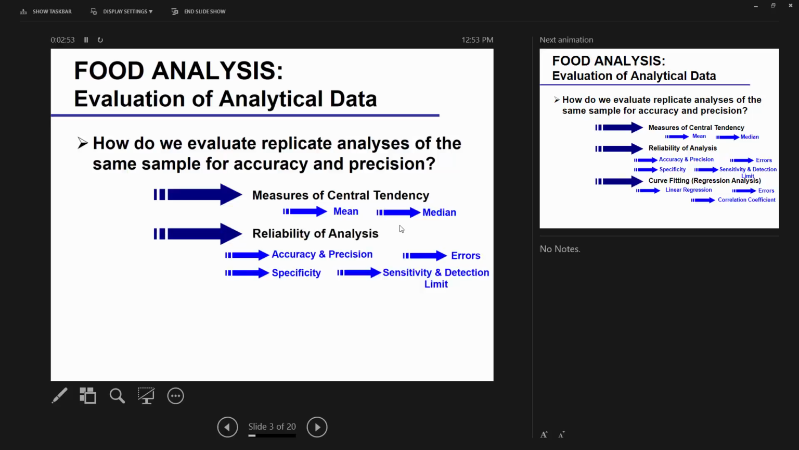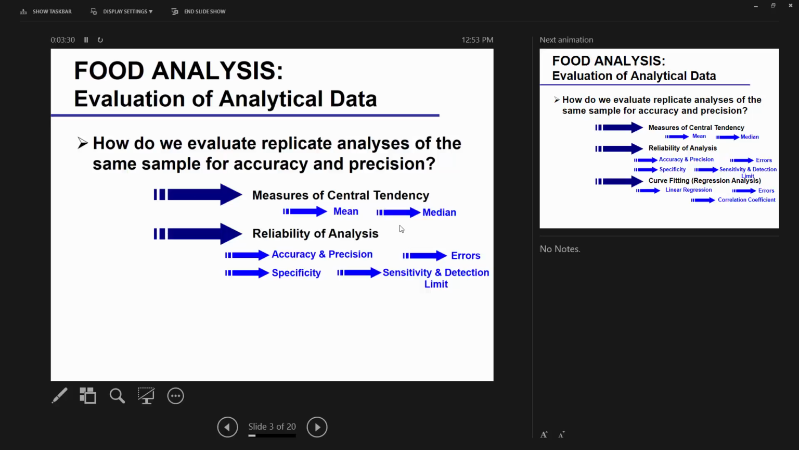We're not going to worry about the median. And then we're going to look at reliability of our analysis. How precise is our analysis? How accurate is our analysis? We're going to look at errors too. Sources of errors and how these errors contribute to our results, so that errors can both affect precision and accuracy, right? Specificity. How specific is your method, right? We said that last time. So are we measuring total carbohydrate or measuring glucose, for example? And then sensitivity and detection limit.